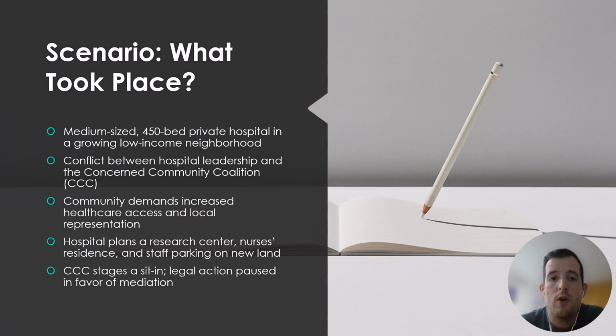Rather than escalate the situation, a judge ordered both parties to negotiate with the help of a city-appointed mediator. This sets the stage for the high-stakes negotiation involving deeply rooted issues and opposing priorities. Let's look at how the negotiations went.